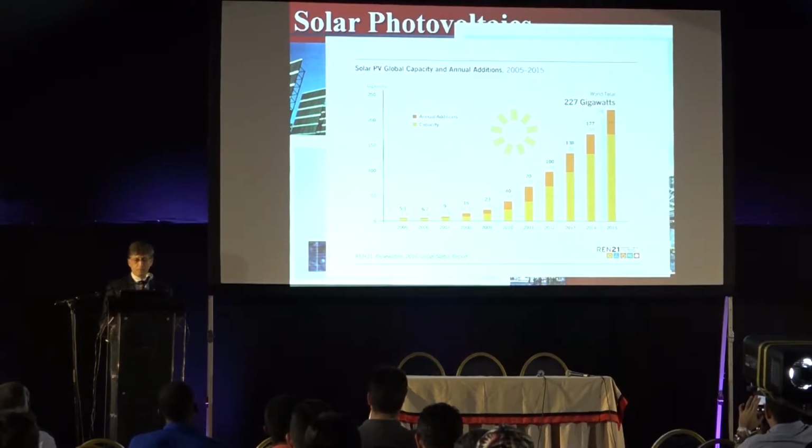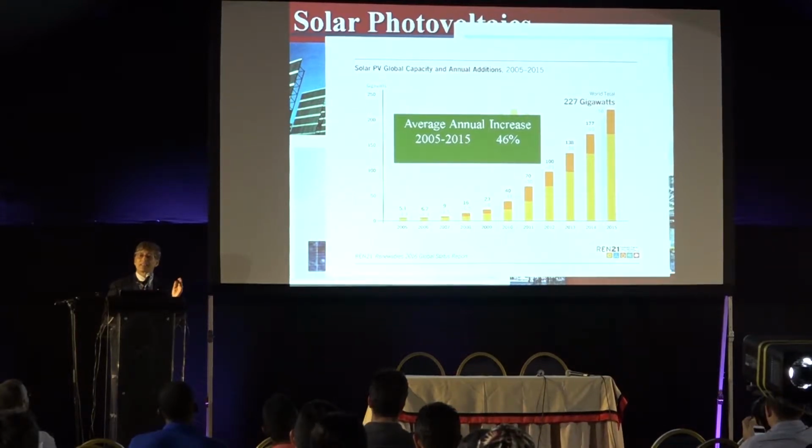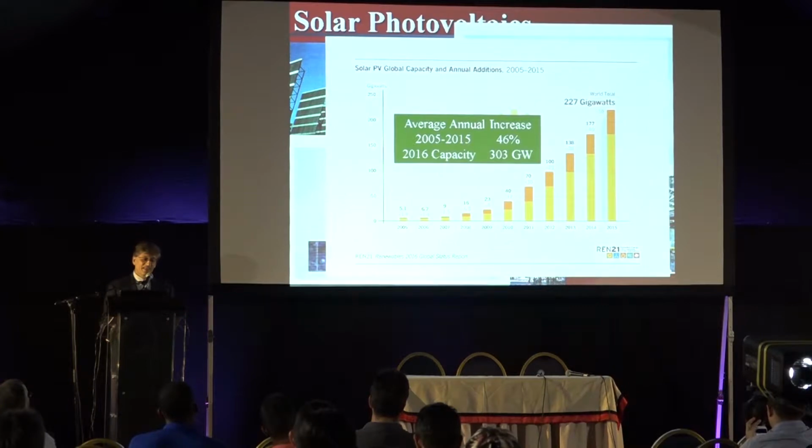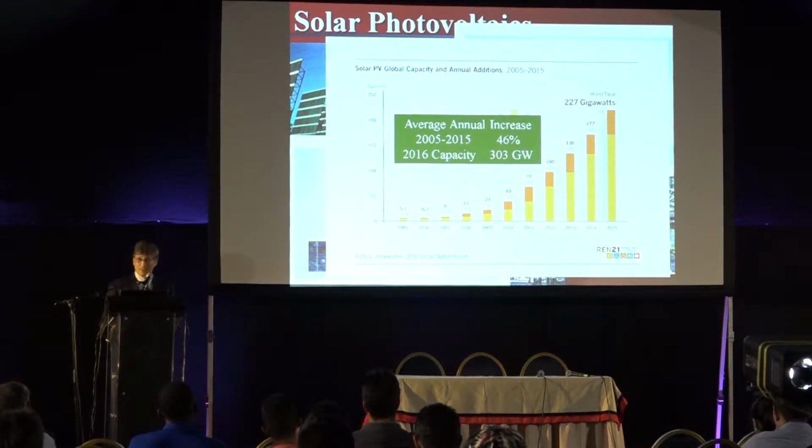As you can see over here, from 2005 to 2015, this is the global photovoltaic deployment, year after year, the average annual increase has been at 46% per year. In 2016, the total capacity was 303 gigawatts. And with the rate that it's increasing, I would expect that at the end of 2017, it'll be about 400 gigawatts. So we're already reaching where nuclear power is deployed at this point.